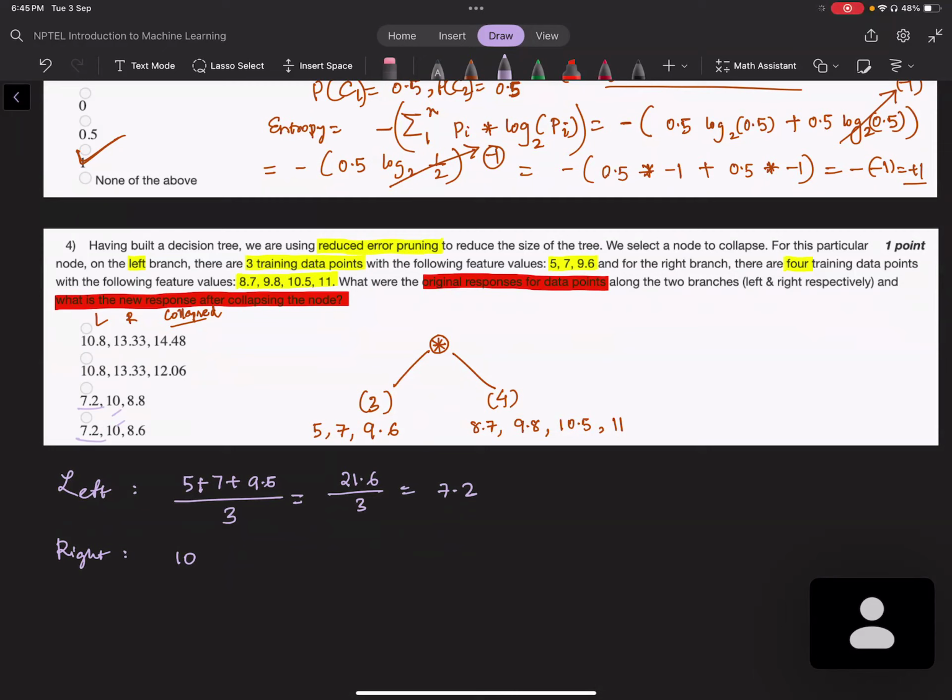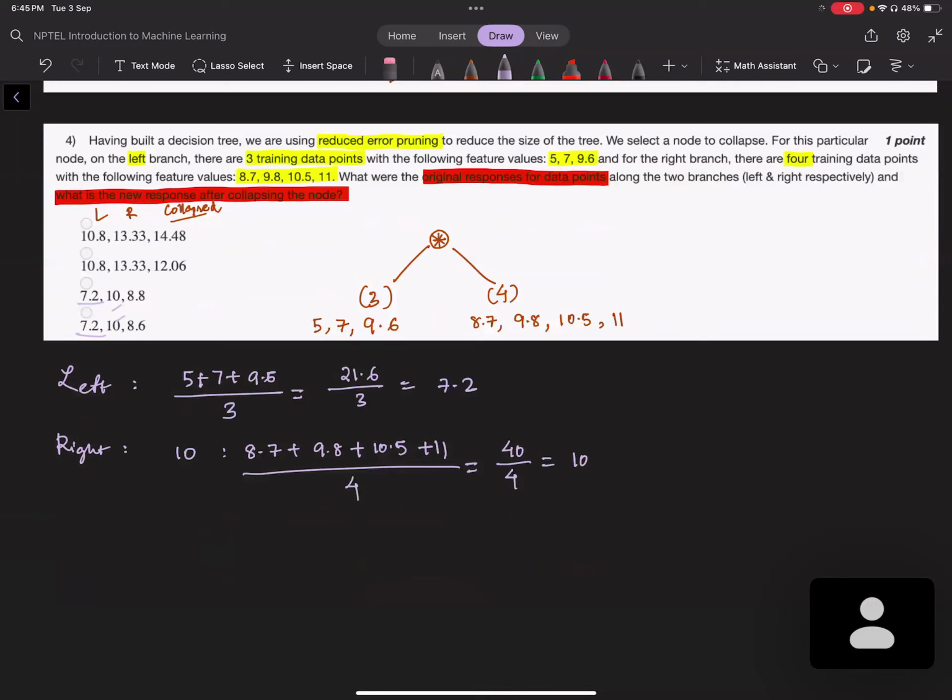But I can calculate that, I guess. So take the mean: 8.7 plus 9.8 plus 10.5 plus 11, divided by 4. That will be 10 plus 11 is 21, plus 9 is 30, plus 8 is 38. And 8 plus 7 is 15, plus 5 is 20. So 38 plus 2 is 40, divided by 4 will be 10.